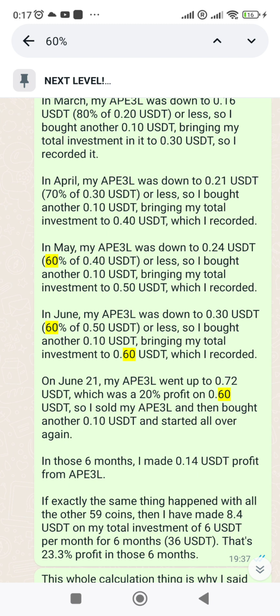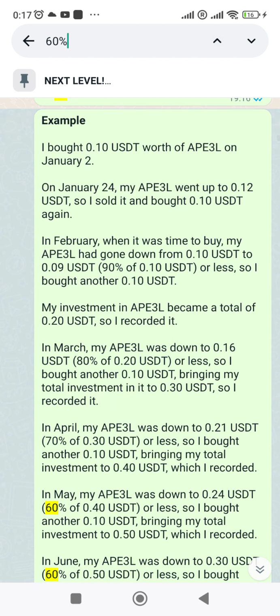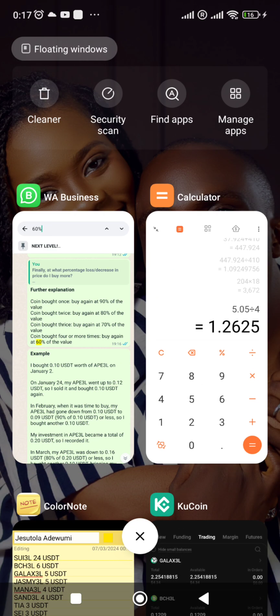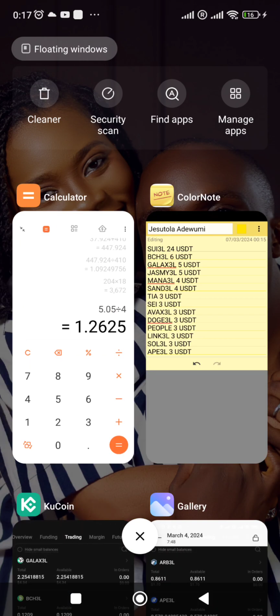The example I gave, I said in May my AP3L was down to 0.24 USDT, which is 60% of 0.4 USDT or less. So I bought another 0.1, all right, because I bought 4 times. But more explicit is this: coin bought 4 more times, buy again at 60% of the value. So let's close that. Of course, I believe you must have seen 90, 80, 70, 60. If you did not see that well, please rewind, you'll see that.